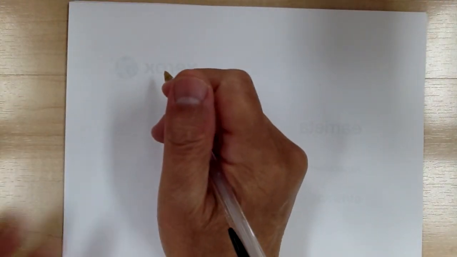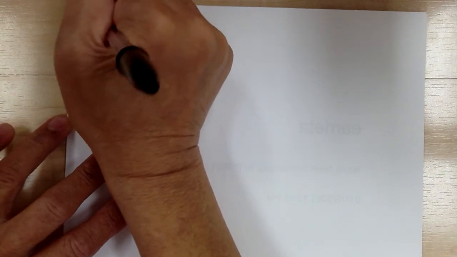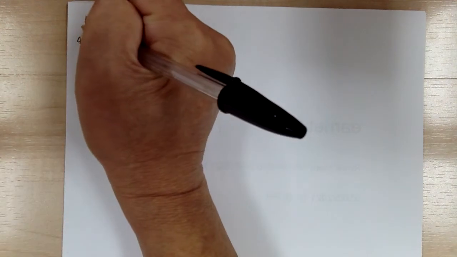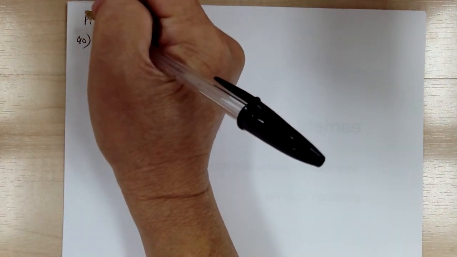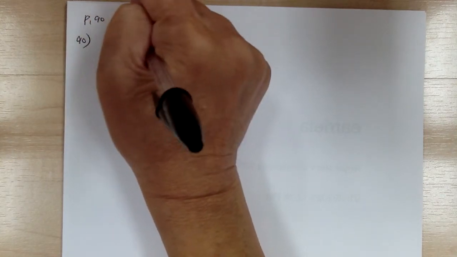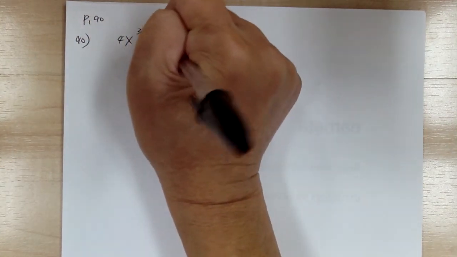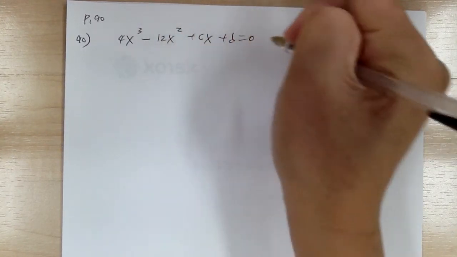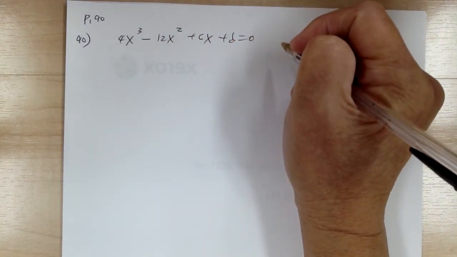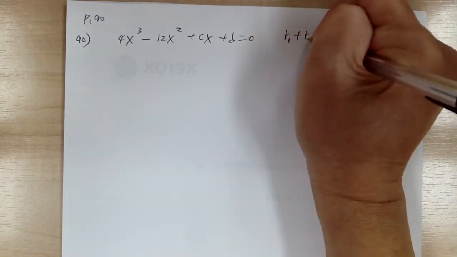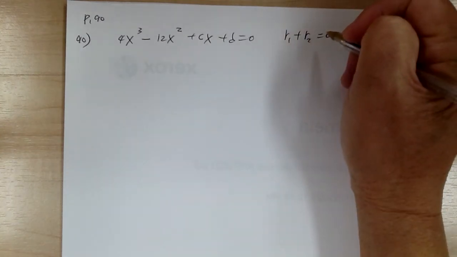Okay, let's go to the next one. Okay, number 90. It says for non-zero constants c and d, the equation 4x^3 minus 12x^2 plus cx plus d equal to 0 has two real roots which add to give you 0. So you've got two real roots that add up to 0.